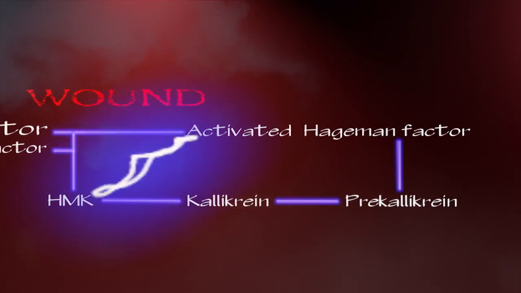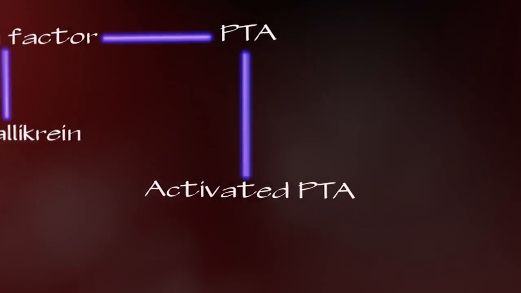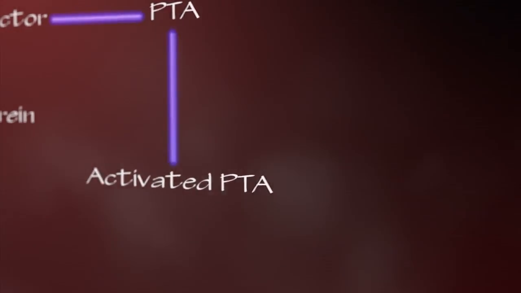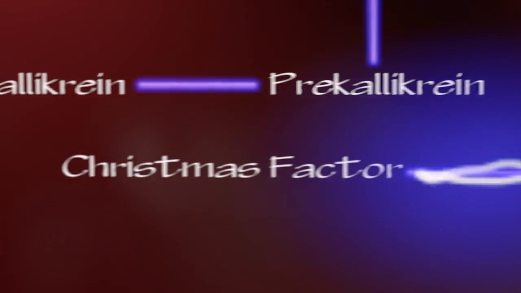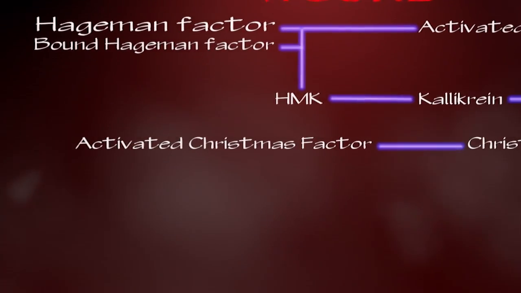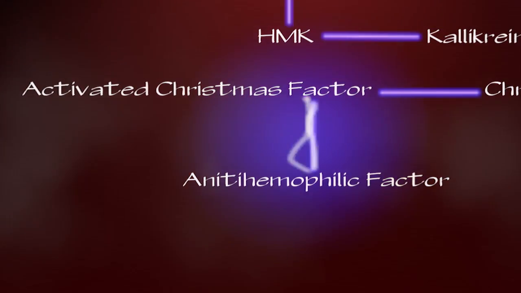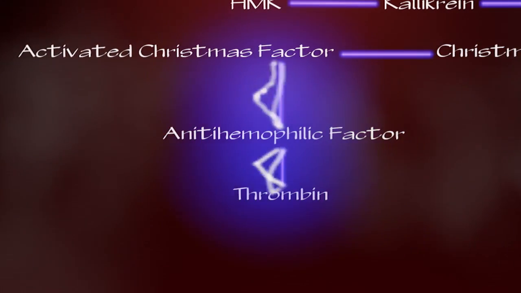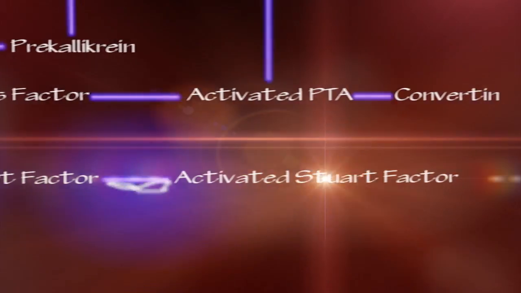Activated Hageman factor and HMK then together transform another protein called PTA to its active form. And activated PTA in turn, together with the activated form of another protein called convertin, switch a protein called Christmas factor to its active form. Next, activated Christmas factor together with antihemophilic factor, which is itself activated by thrombin in a manner similar to that of proaccelerin, changes Stewart factor to its active form. Stewart factor along with accelerin cleaves prothrombin to thrombin.